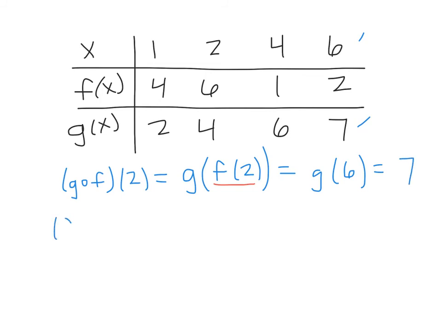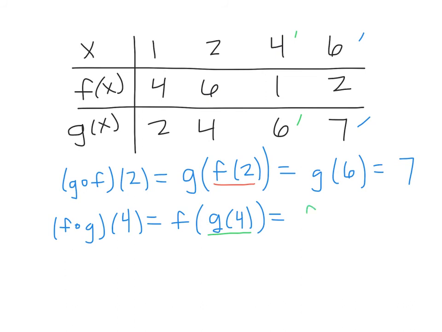Okay, let's try f composed of g of 4. So now f is on the outside, g is on the inside, and we're plugging in a 4 to g. So first thing is we will evaluate g of 4. Here's 4, g of 4 is 6. So we replace that g of 4 with 6, so this becomes f of 6. Here's 6, and f is 2, so our result is 2.